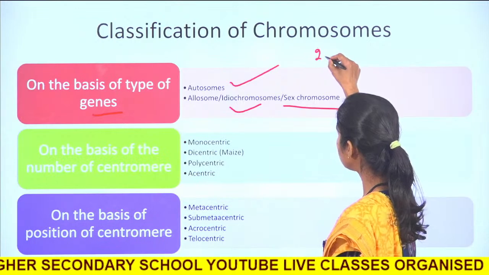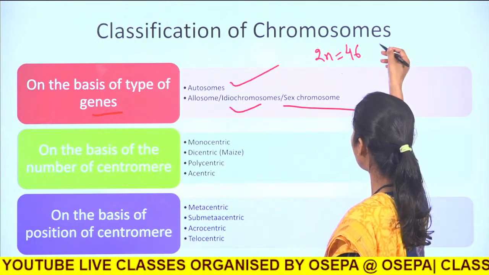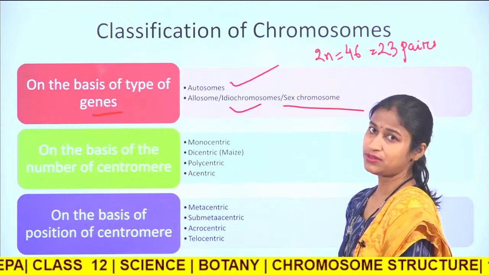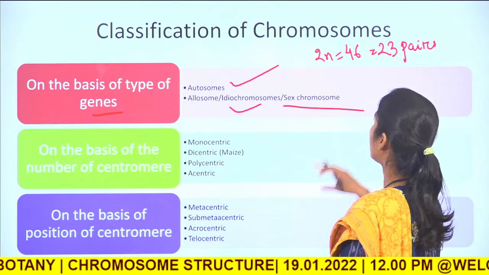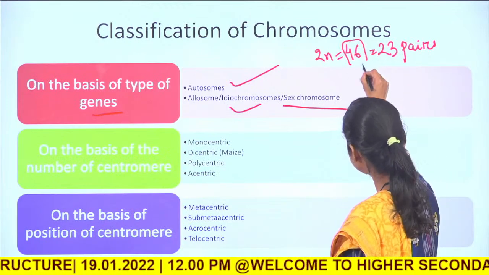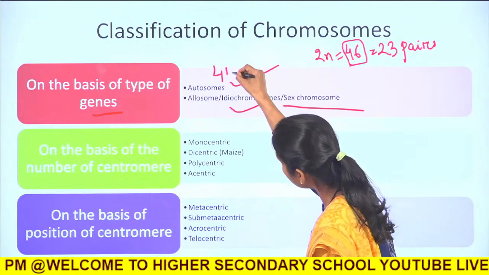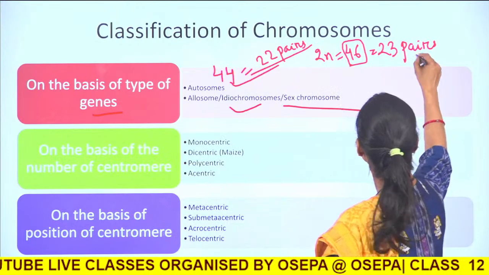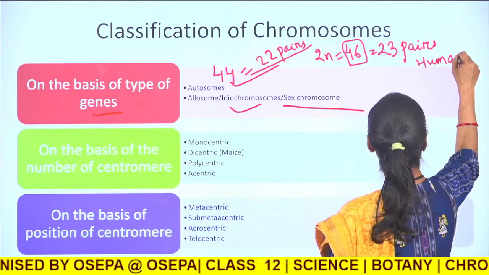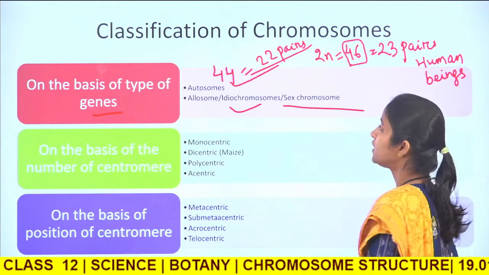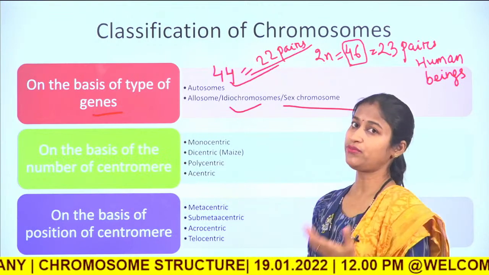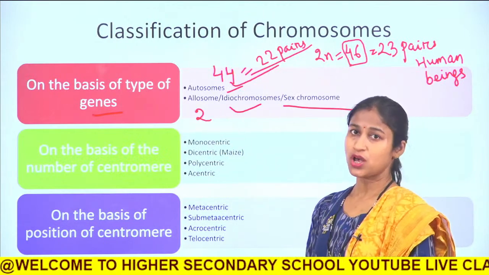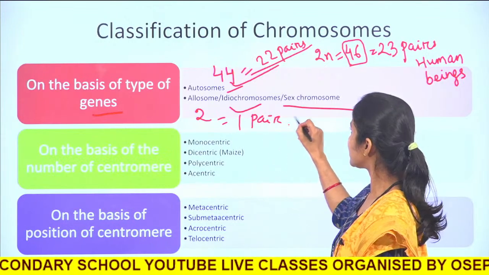Now, in human beings, what is the 2n? This is equal to 46. How many pairs do we have? We have 23 pairs of chromosomes. From out of this 46, we have 44 autosomes, or 22 pairs of chromosomes in human beings. So in human beings, 22 pairs or 44 chromosomes are autosomes, whereas 2 chromosomes are allosomes, forming a single pair of sex chromosomes.